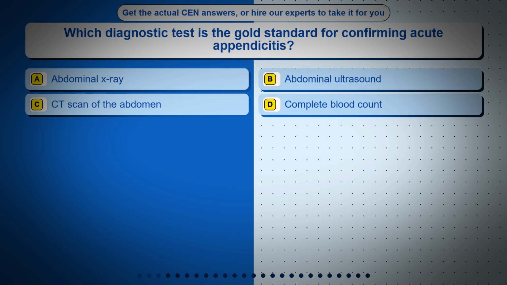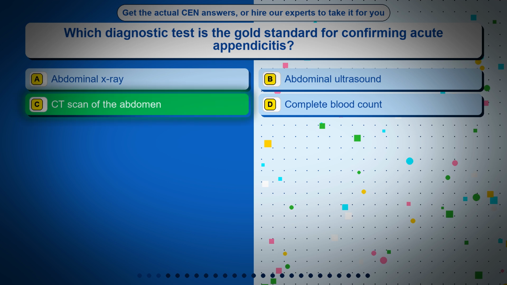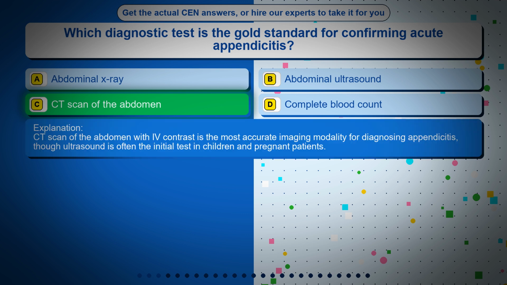Question 3. Which diagnostic test is the gold standard for confirming acute appendicitis? Option A, abdominal X-ray, Option B, abdominal ultrasound, Option C, CT scan of the abdomen, Option D, complete blood count. The correct answer is Option C, CT scan of the abdomen. CT scan of the abdomen with contrast is the most accurate imaging modality for diagnosing appendicitis, though ultrasound is often the initial test in children and pregnant patients.